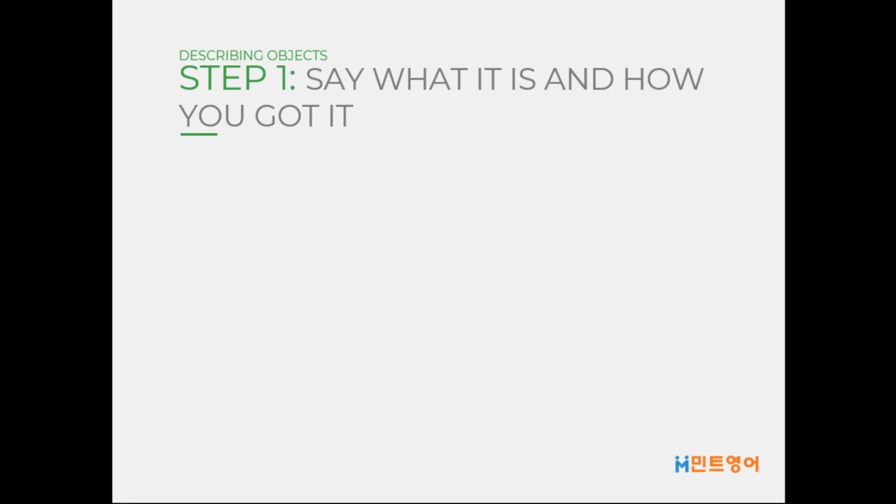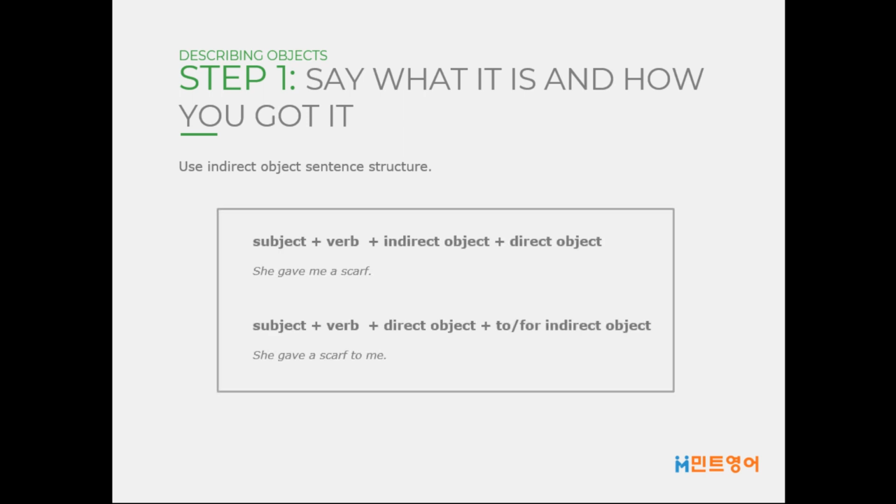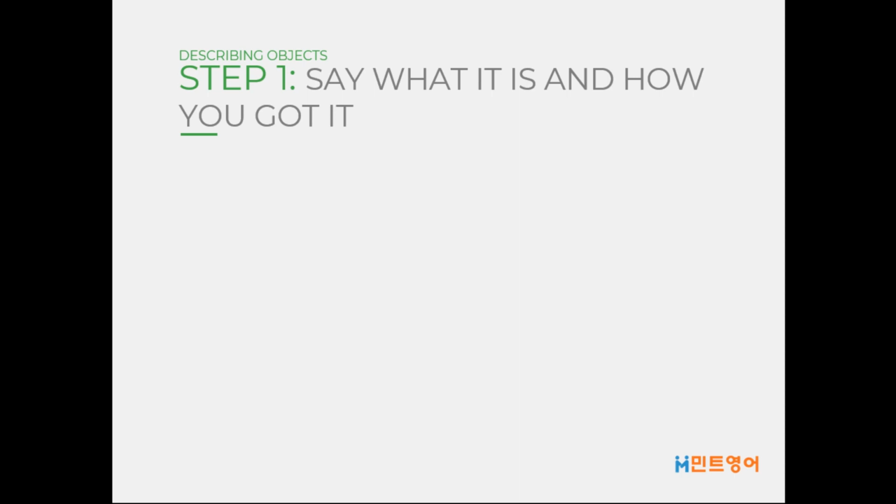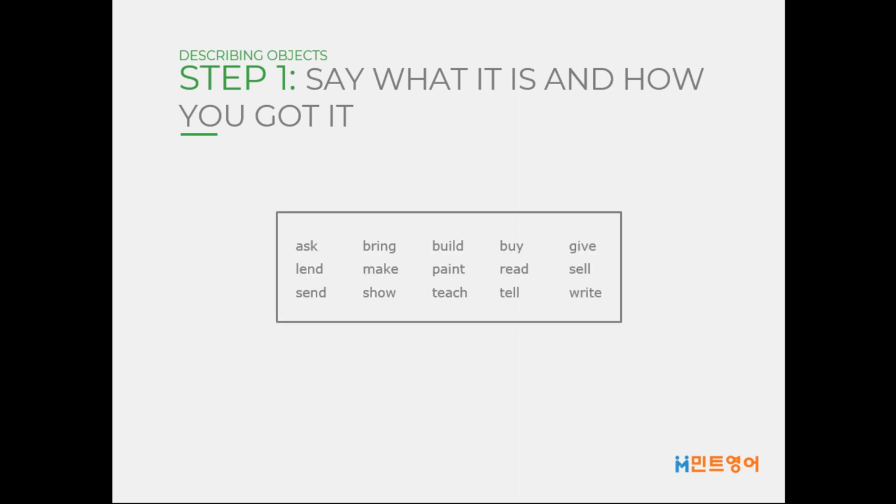In your introduction, mention the object that you're going to describe and then give a short answer of how you came into possession of the object. Whether you bought it, someone bought it for you, or you received it as a gift. Using the indirect object sentence structure is an effective way to talk about something you possess. Here are structures of indirect object. Not all verbs can be used in these structures, so here's a list of some words you can use.